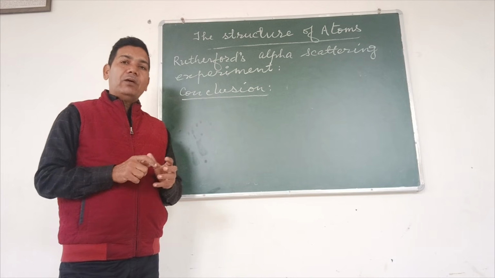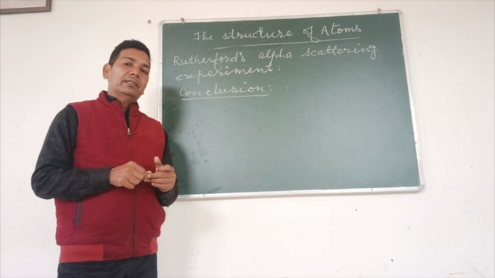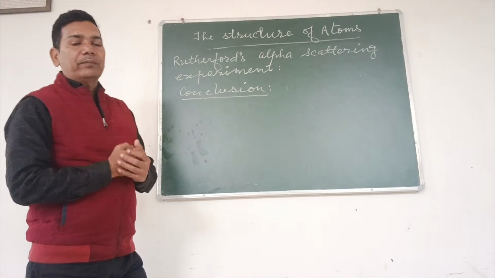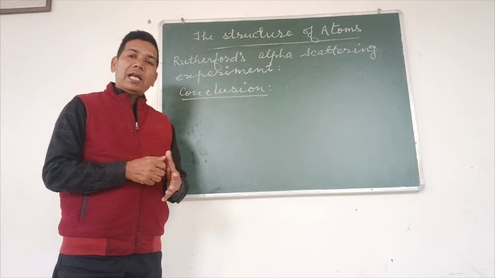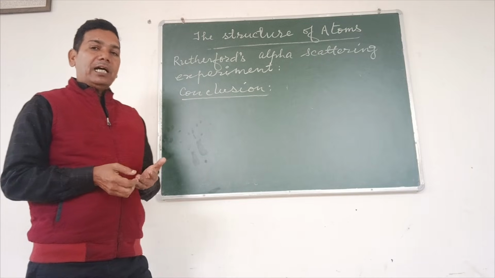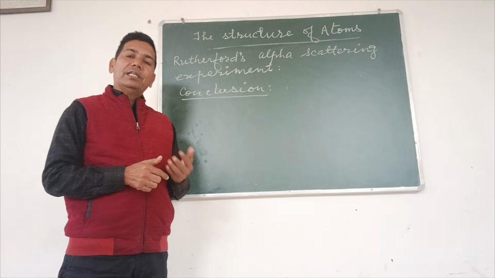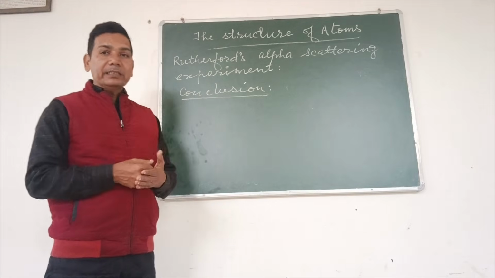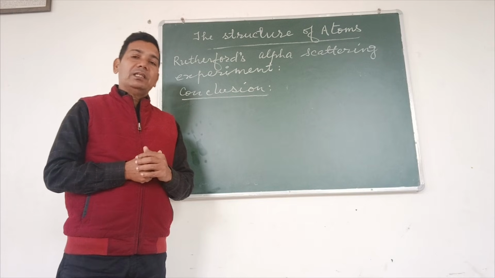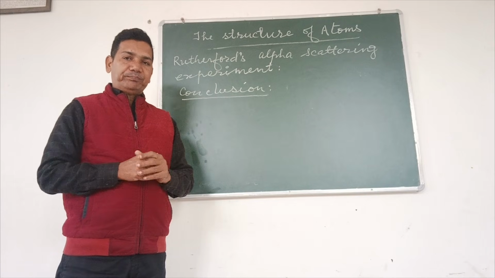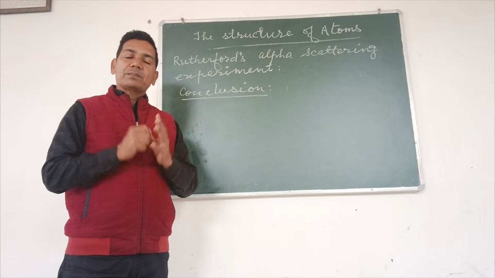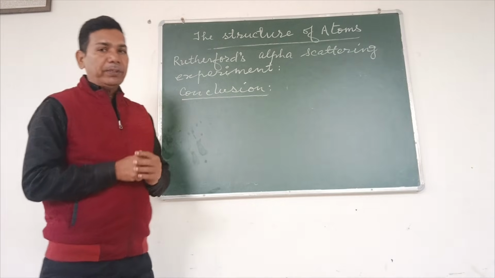If the mass of the atom had been distributed uniformly, then while passing the atom, the speed of alpha particles must have had some changes. But actually, alpha particles cross the gold foil without any deflection and without any change in speed. It was clear that most of the space in the atom is empty. This was the first conclusion: most of the space in an atom is empty.